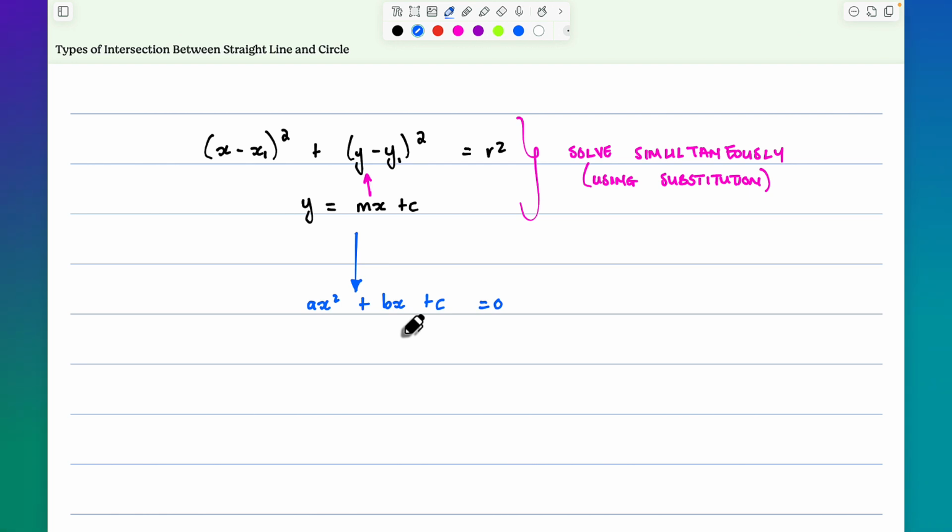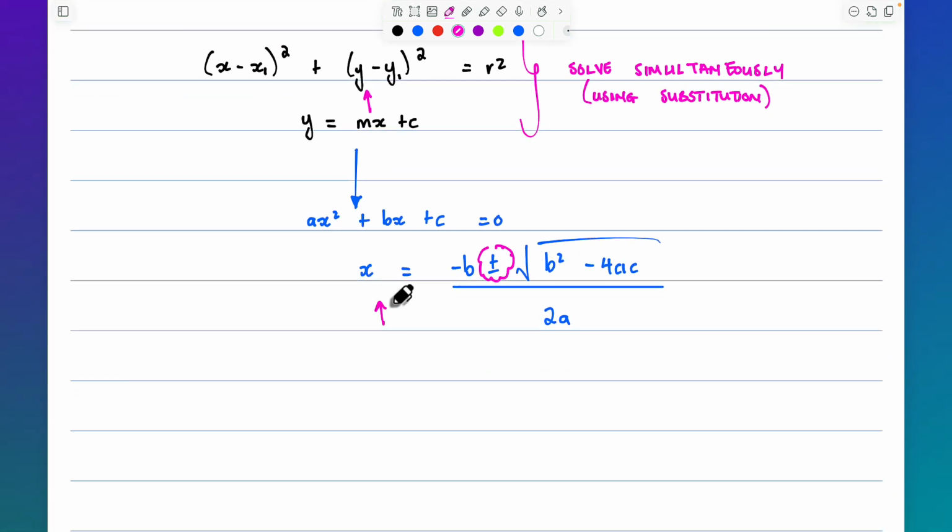In order to solve for those x's, we use the quadratic formula. So x = (-b ± √(b^2 - 4ac)) / 2a. Because this can be either plus or minus based on this sign, you're going to get two answers. You're going to get one answer when it's positive, and another answer when that sign is negative. So this is going to give you two answers, ideally.